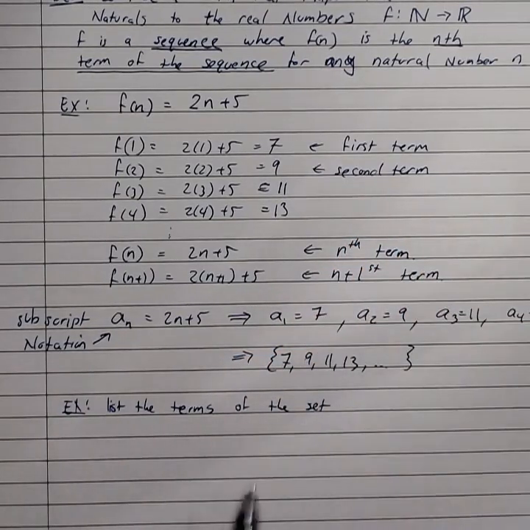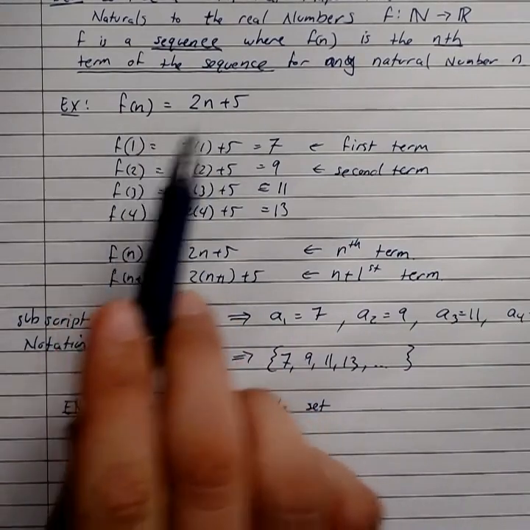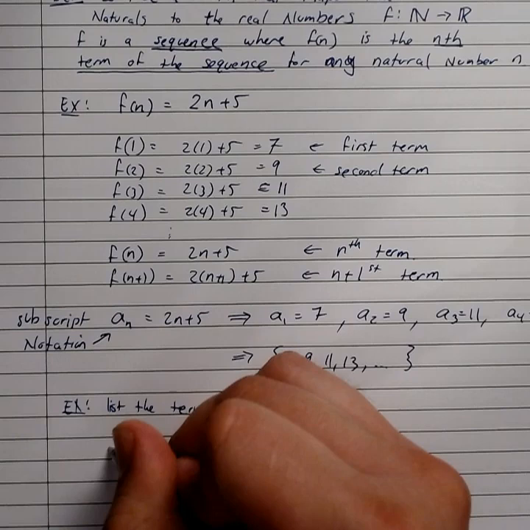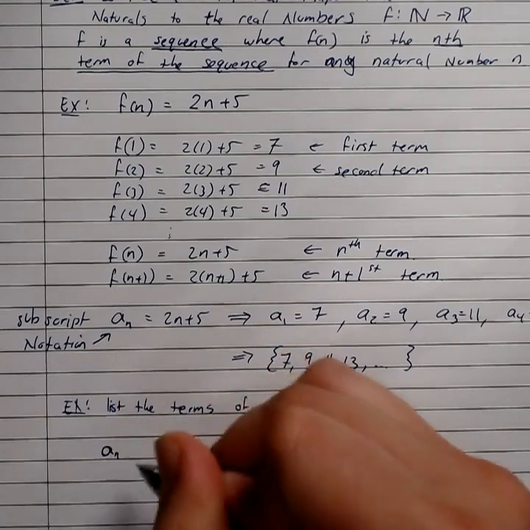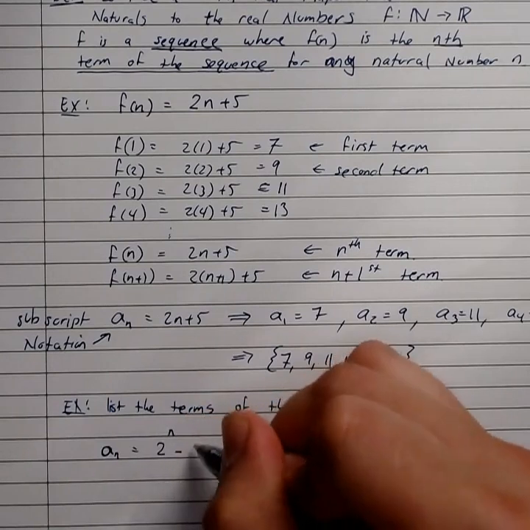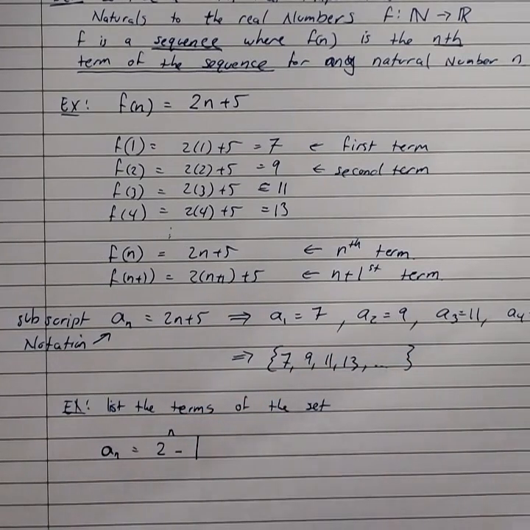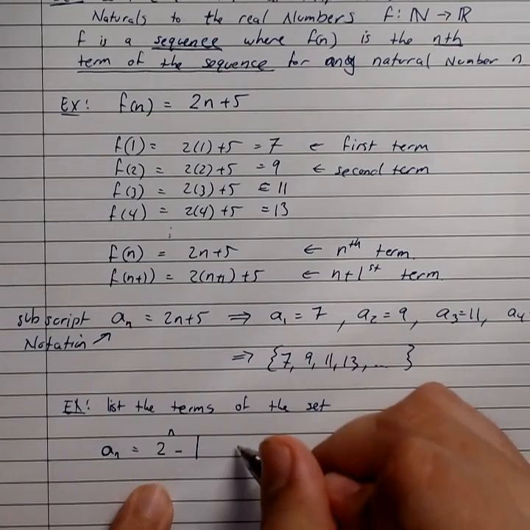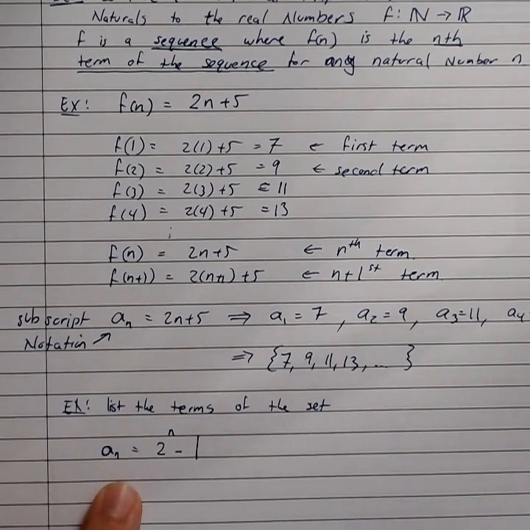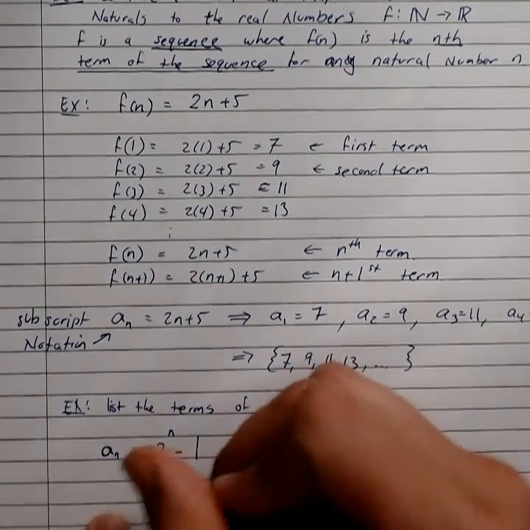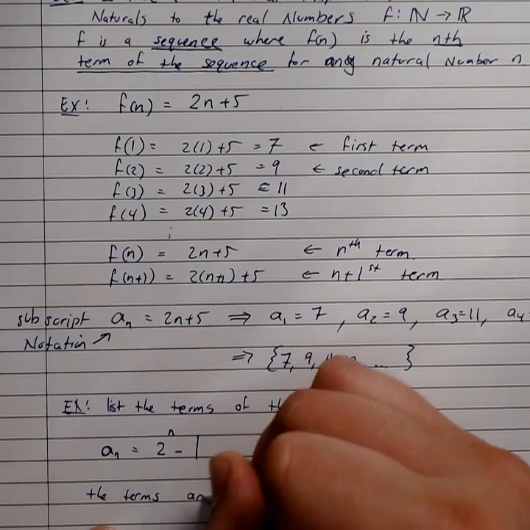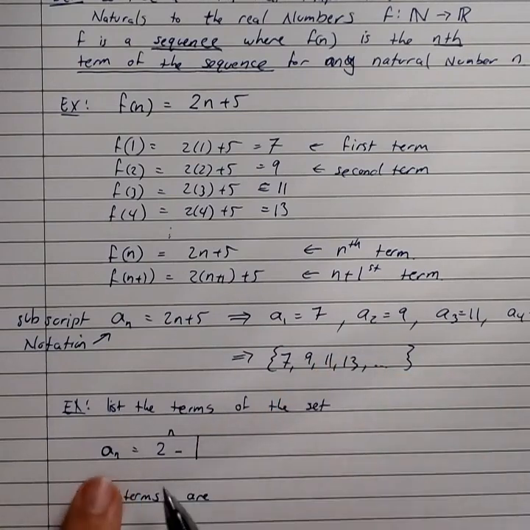And again, the set is a function, but it's typically written in the subscript notation. So here we can write this as a sub n is equal to 2 to the power n minus 1, like this. And here we would just write this out as the list of the terms, which are given by, and here it's just a matter of substitution.